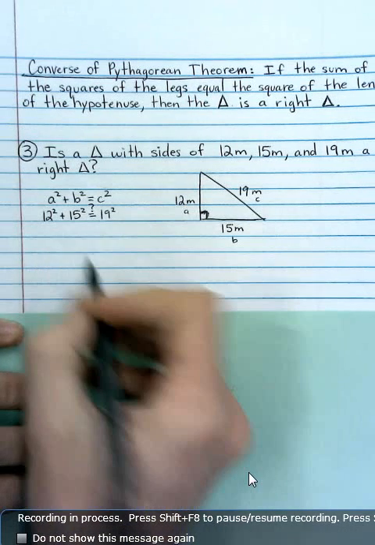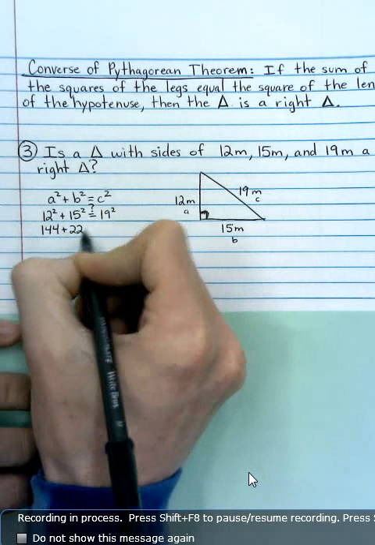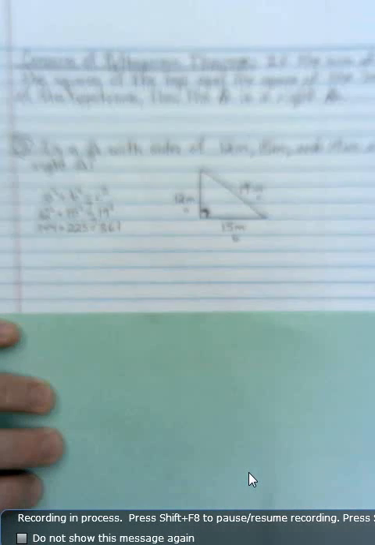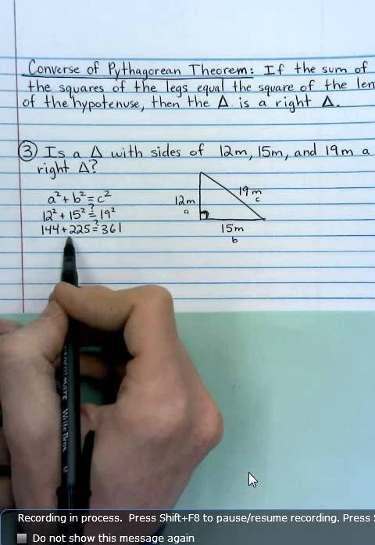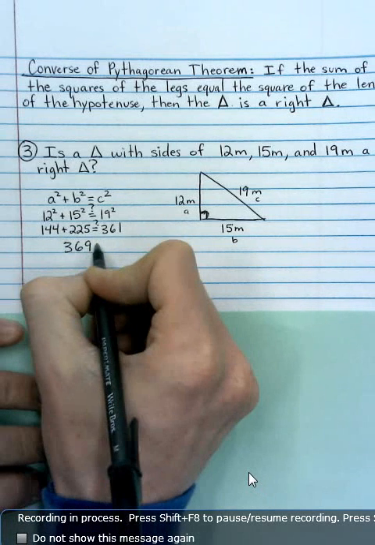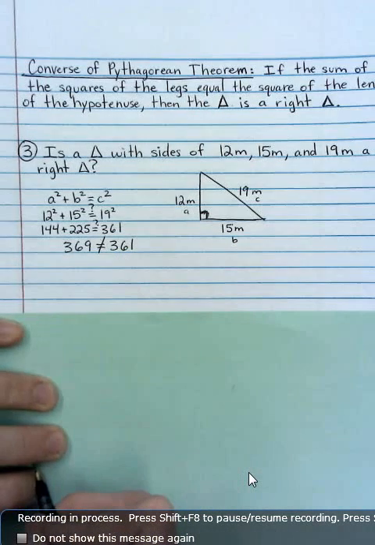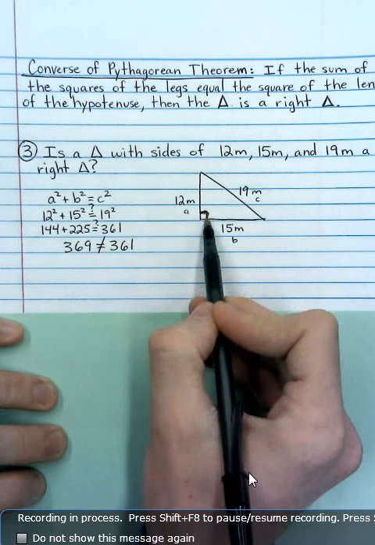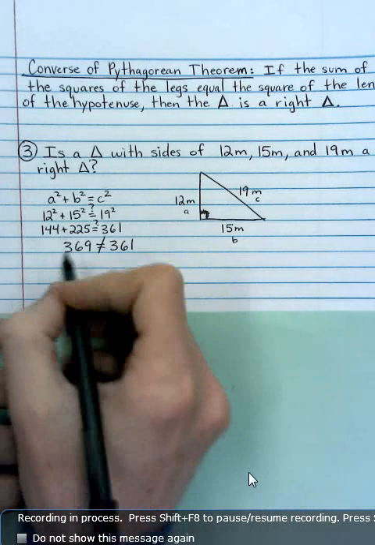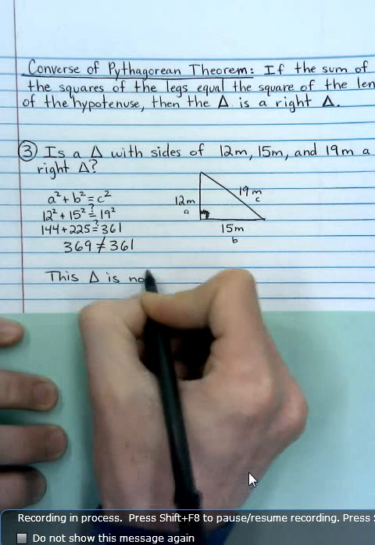Well, since you're so great with your perfect squares, we know 144 plus 225 equals 361. Or does it? If you add these guys together, you get 369. And we know full well that that does not equal 361. So I was wrong at the beginning to put this right angle marker here. You should not have that there. So the answer is this triangle is not a right triangle.